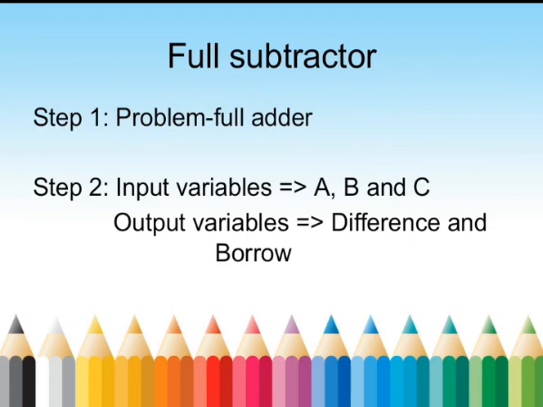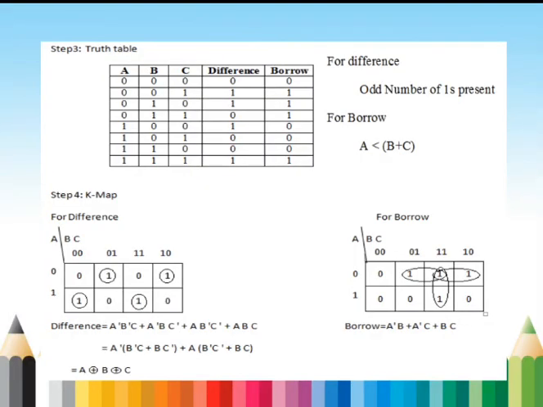Borrowing is represented here as C, and similar to the half subtractor, the output variables of the full subtractor are difference and borrow. So with this we express the truth table with columns A, B and C for input variables, and difference and borrow for output variables. Though it is a 3-input device, it will have 2 power 3 input combinations, from 0, 0, 0 to 1, 1, 1. Accordingly, we should identify the difference and borrow values.